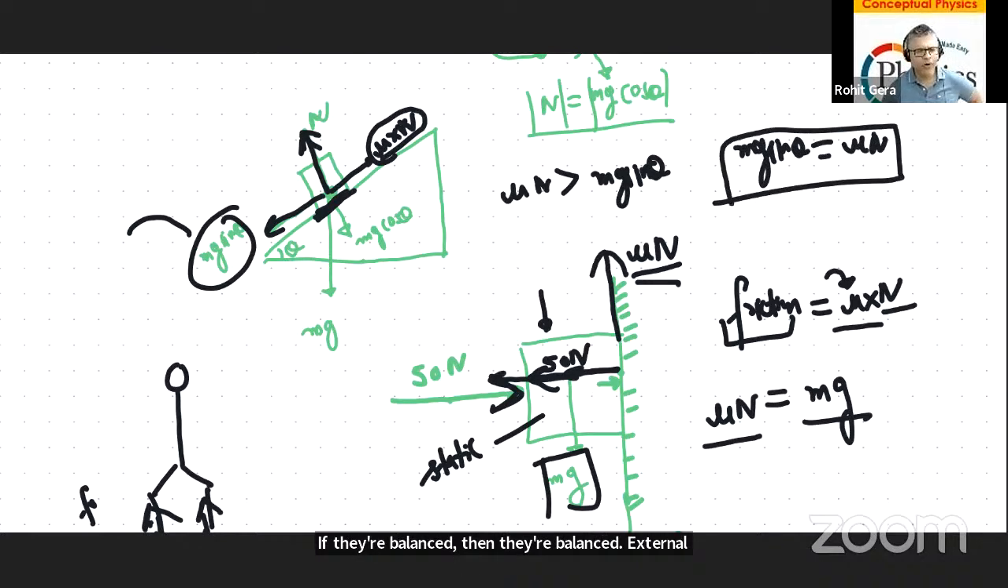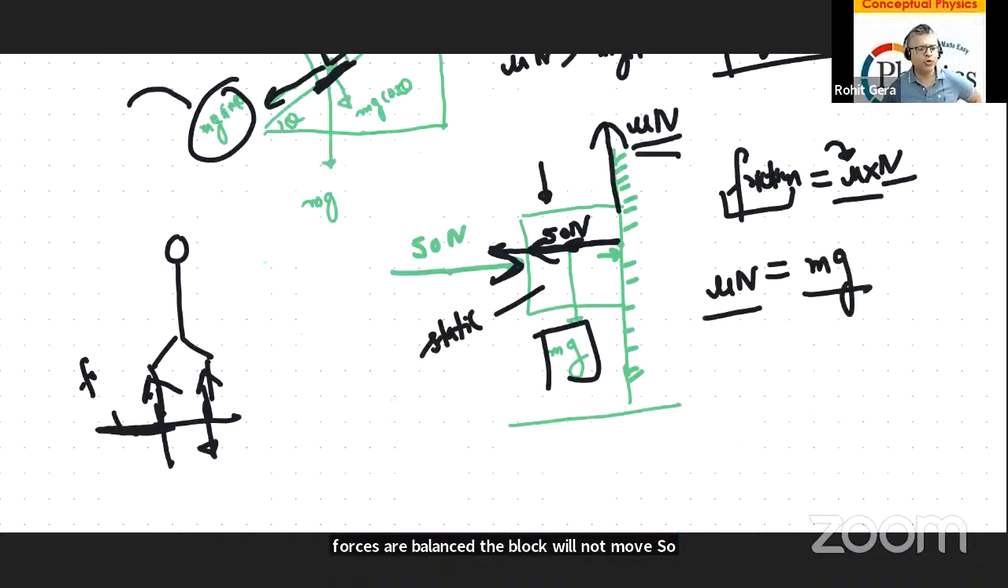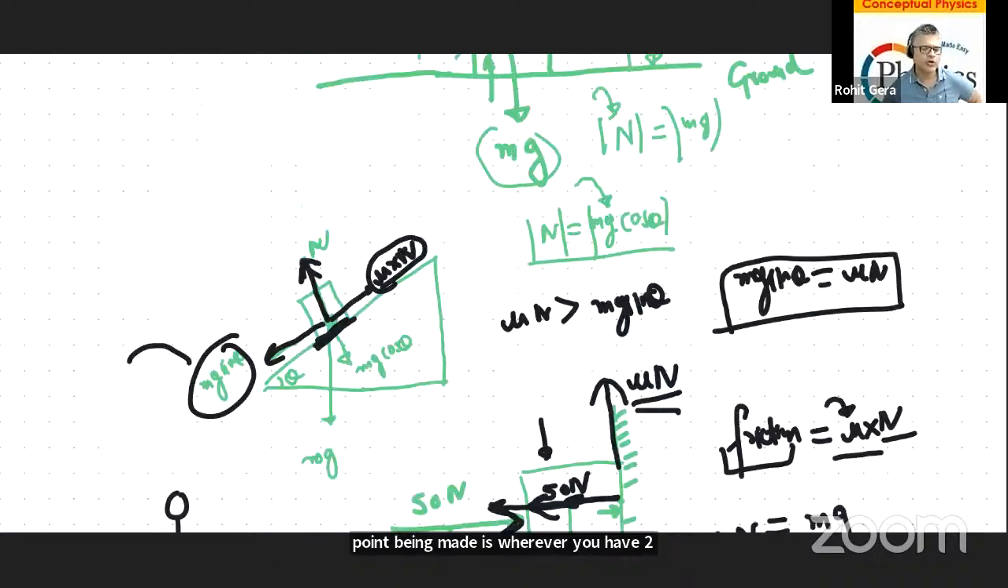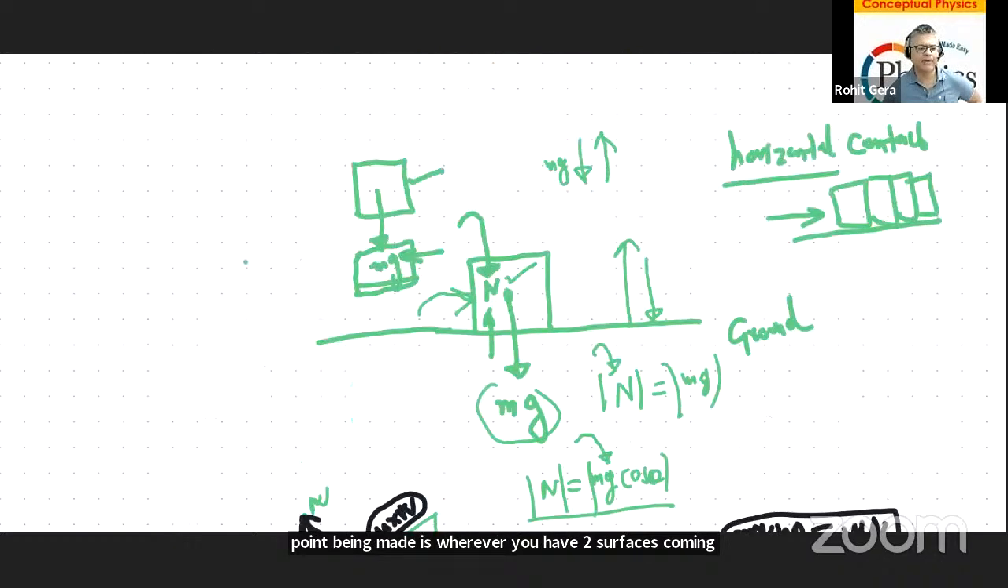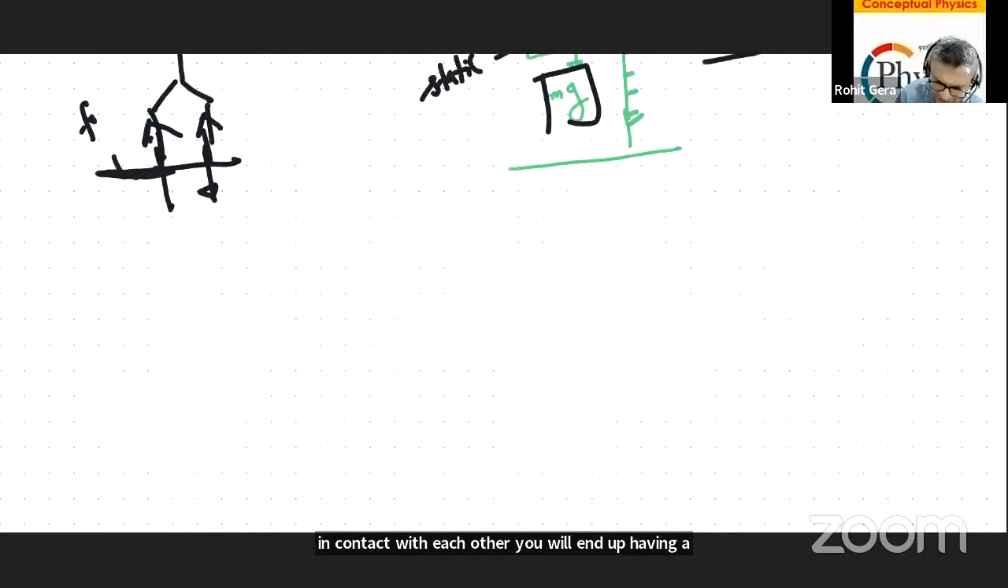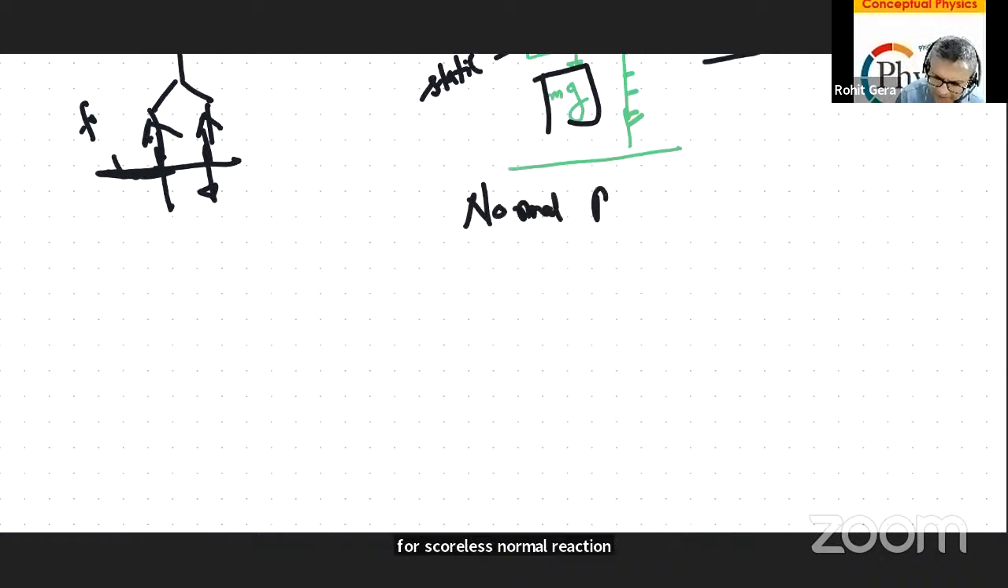Okay. So the point being made is wherever you have two surfaces coming in contact with each other, you will end up having a new force, which is the action reaction force called normal reaction. Any doubts in your mind pertaining to normal reaction?